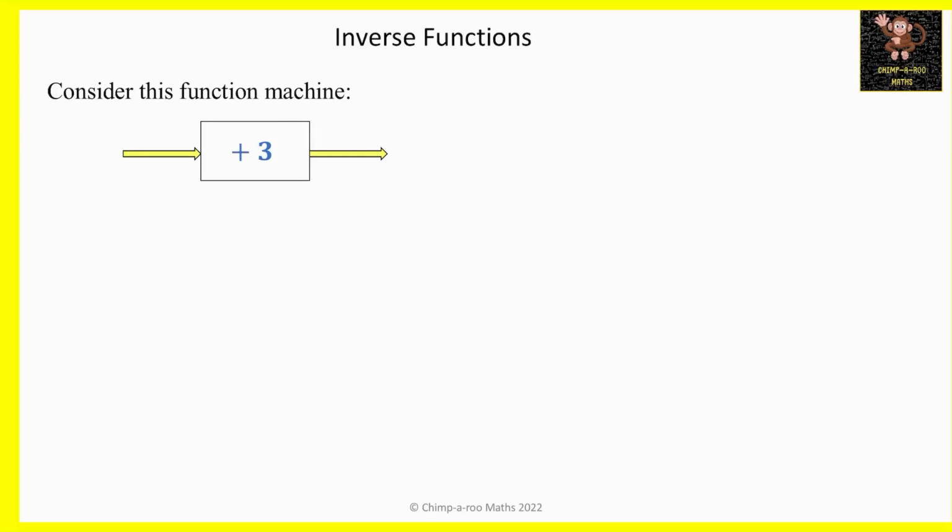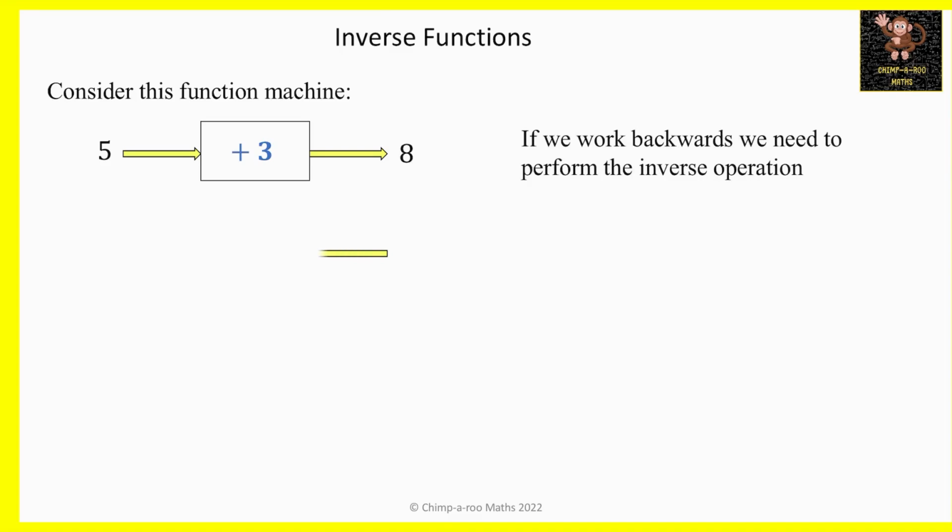Inverse functions. Let's consider this function machine with the operation plus 3. If the input is 5, we add 3 to it, which means the output is 8. If we want to work backwards, we need to perform the inverse operation, which in this case will be subtract 3. So 8 will go in, subtract 3, 5 will come out the other side.